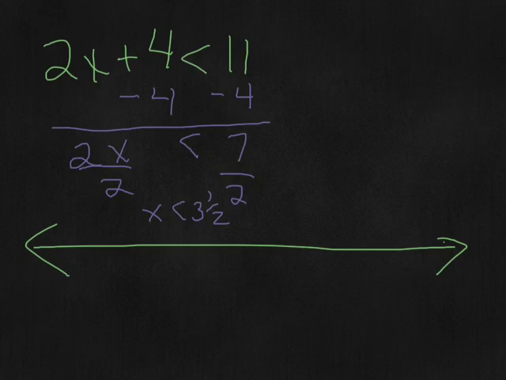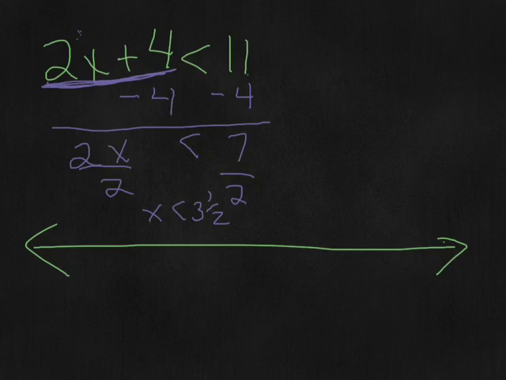So all numbers less than 3.5 would work to make this inequality true. As long as I choose a number less than 3.5, if I substitute it back into the inequality, I will get a solution where the left side of my inequality, or what I get out on the left, is less than 11.